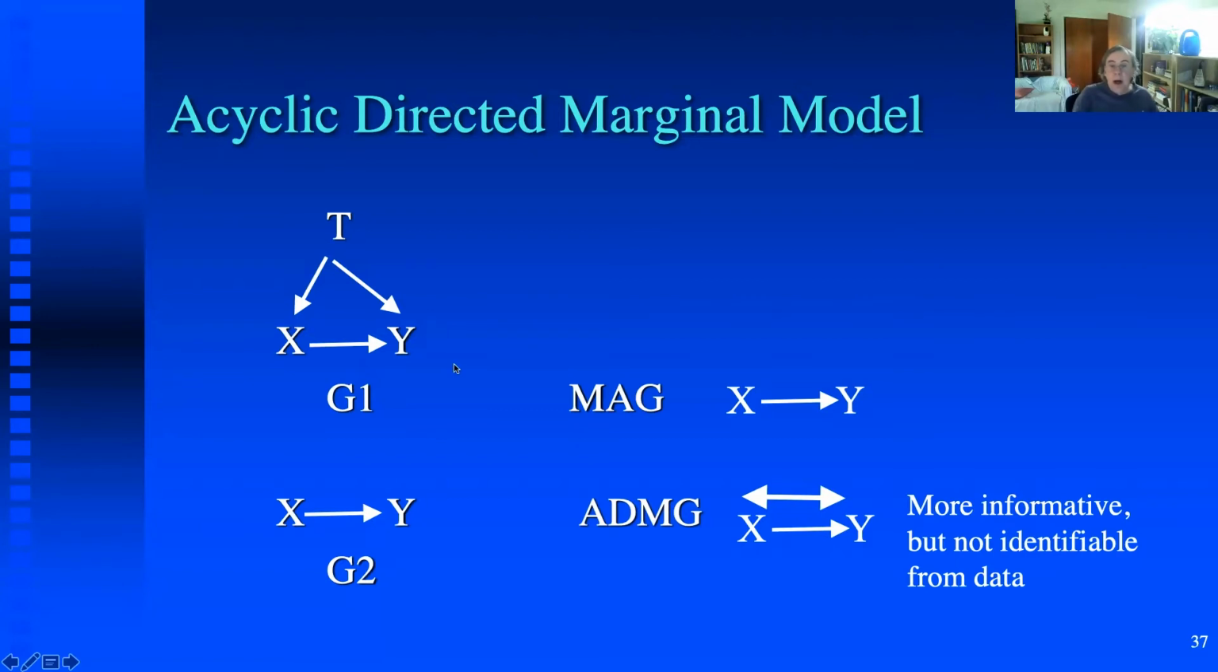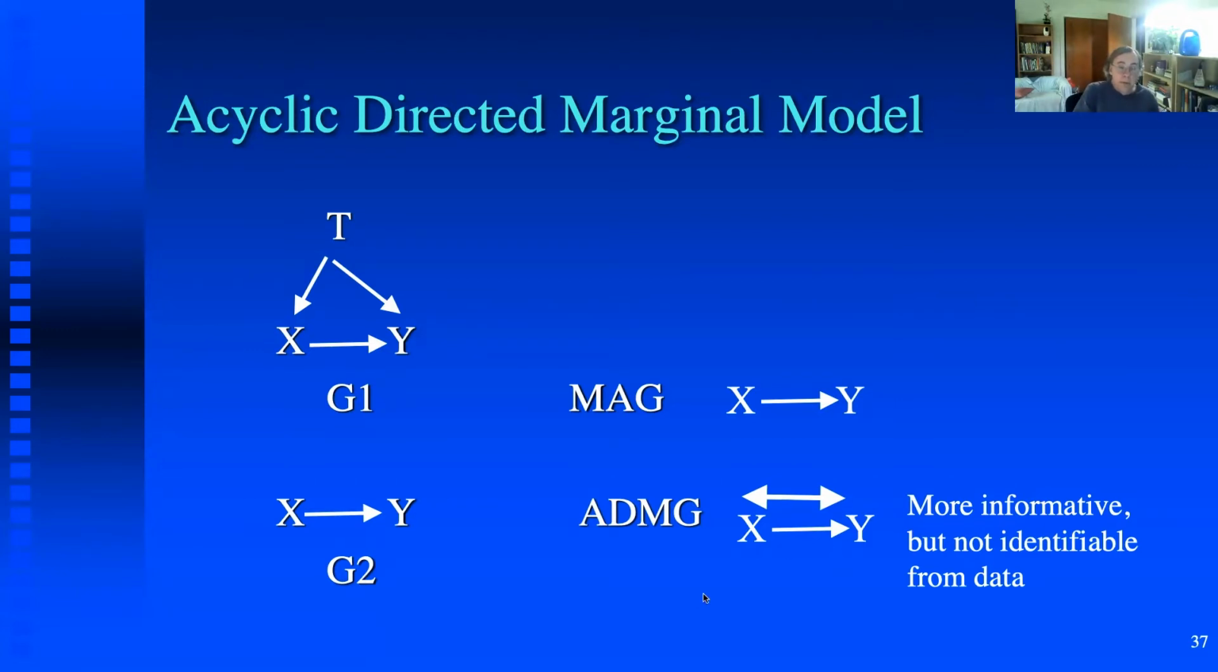I can, again, define an extension of D-separation, which works for ADMGs. The problem with this is that while it's more informative, because it distinguishes between G1 and G2, the ADMG for G2 just is the same as G2.